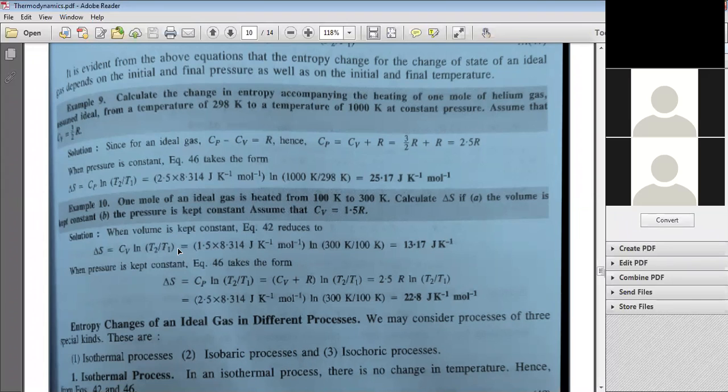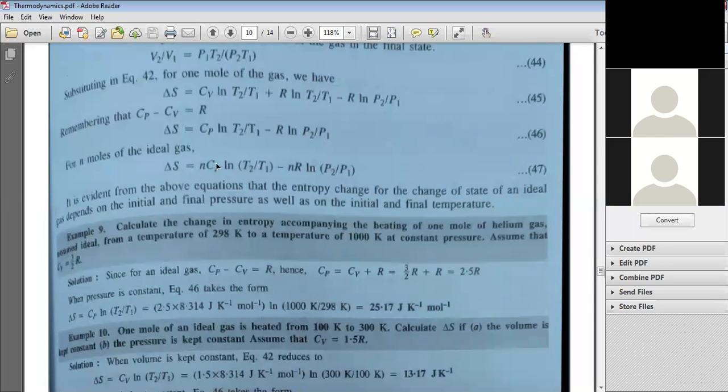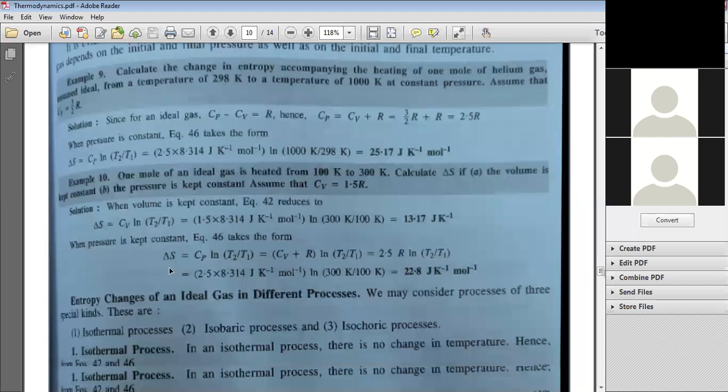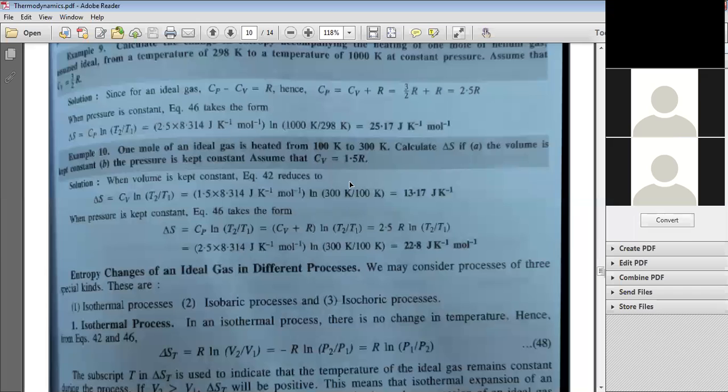Now, if pressure is taken as constant, so if pressure and temperature are the two variables, then definitely equation number 47 will be quite helpful for us. So we apply equation number 47, and since pressure is constant, only the first term will appear, like the previous example number 9. So we can calculate this entropy change if pressure is taken as constant. All these things we have discussed.